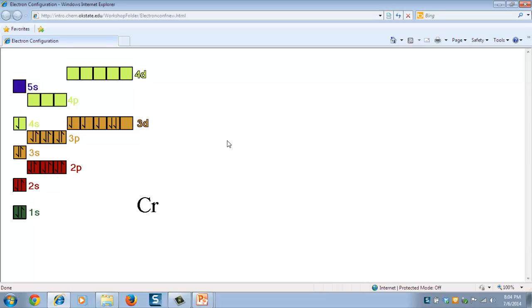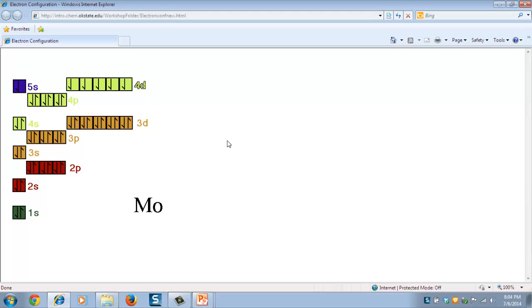Now chromium does an unusual thing. We'll talk about that later. And copper does an unusual thing. You can follow this pattern with the pattern of the Hog Hilton and the pattern that I gave you in your notes for all of the elements to see that this order of filling does hold true.